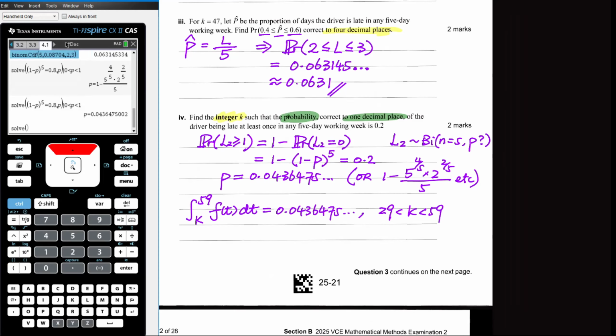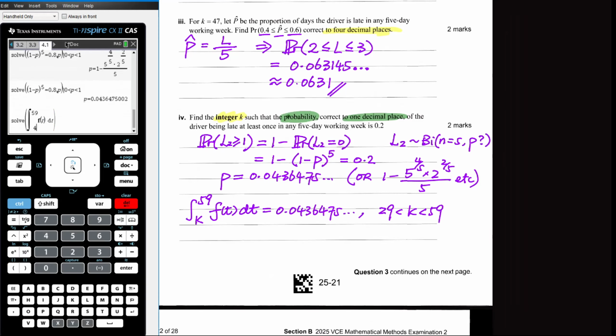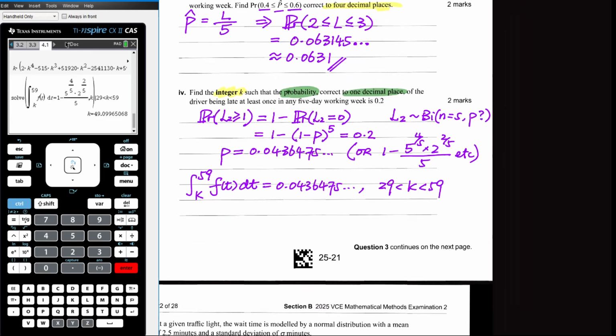So I'm going to solve. Let me just find an integration. This is k equals, you might want to use this value or just all digits from the decimal form. And then you get 29 less than k less than 59. Yep, 49 something. And the question wants us to round it to an integer. So that is the final answer, I suppose.